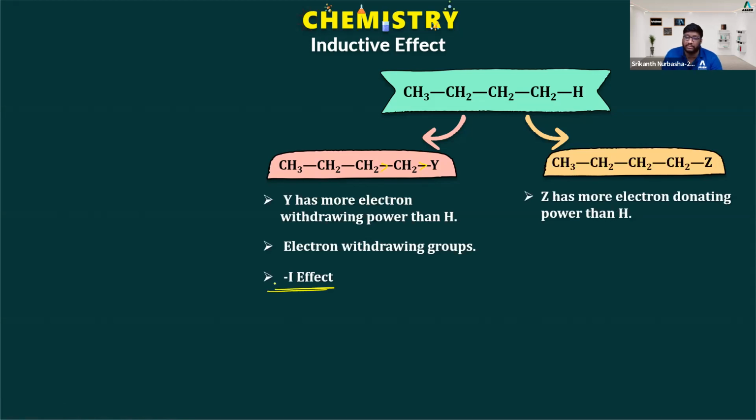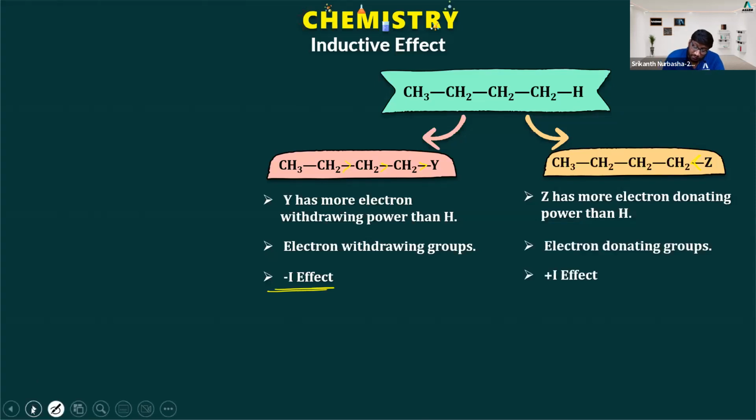There are two types of groups: one can withdraw the electron density, one can donate the electron density. If Z has more electron donating power than hydrogen, then Z is electron donating, and Y is electron withdrawing. Electron donating groups are plus I groups, electron withdrawing groups are minus I groups. Everyone got these points or not?